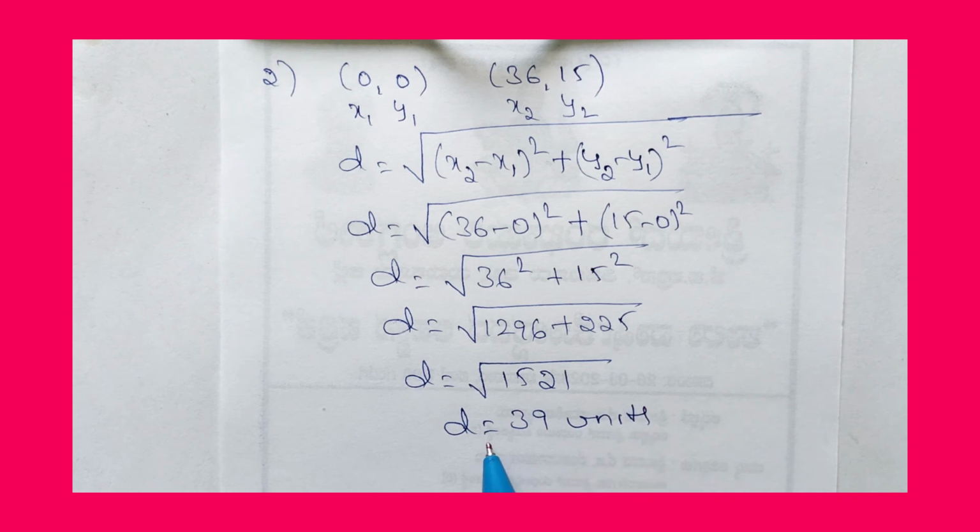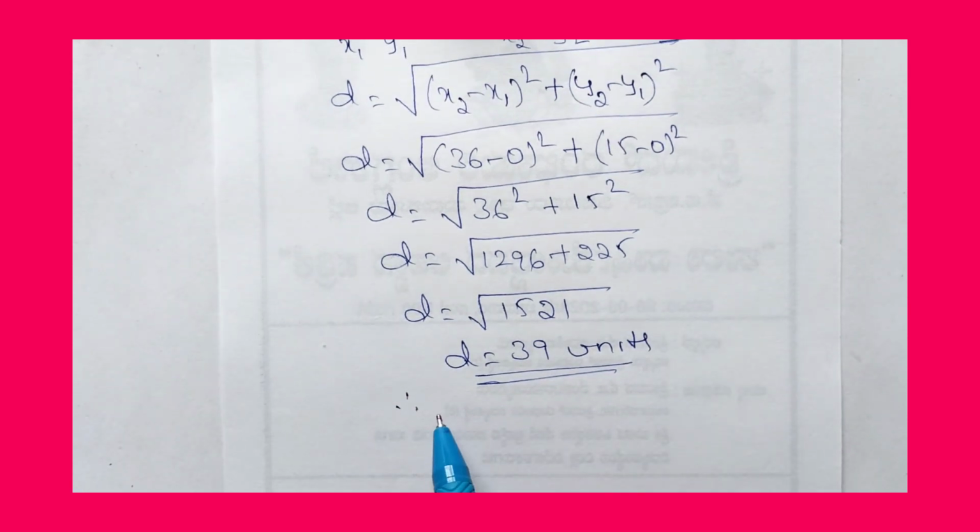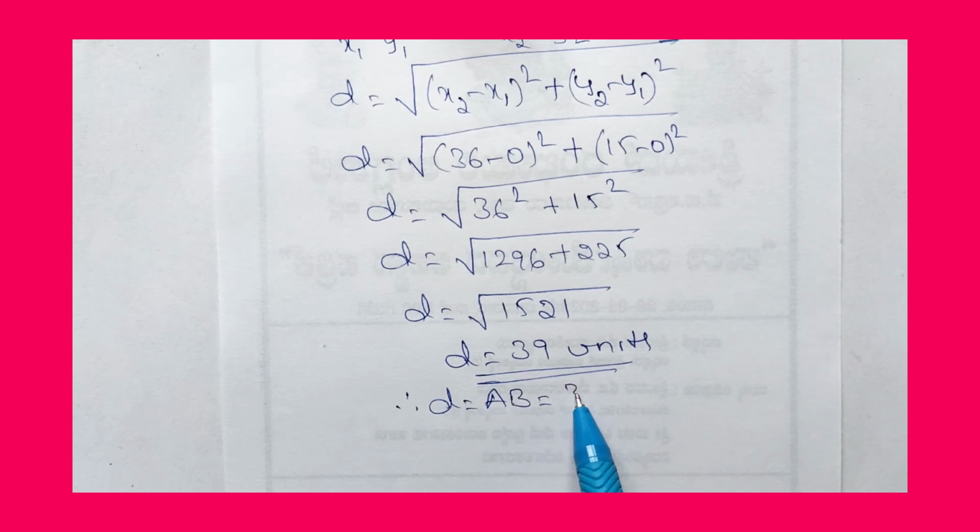So square root of 1521 is 39 units. Therefore the distance D, which is equal to AB, is 39 kilometer. What is the distance between A and B? The distance between A and B.